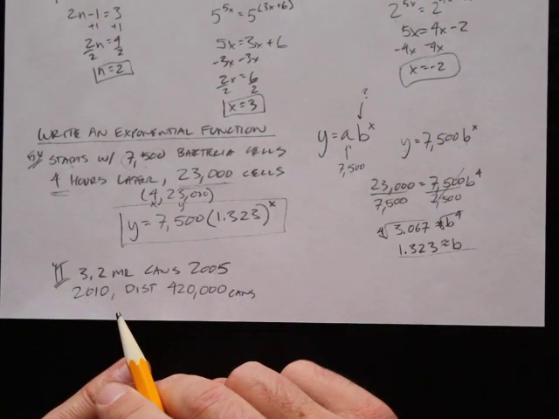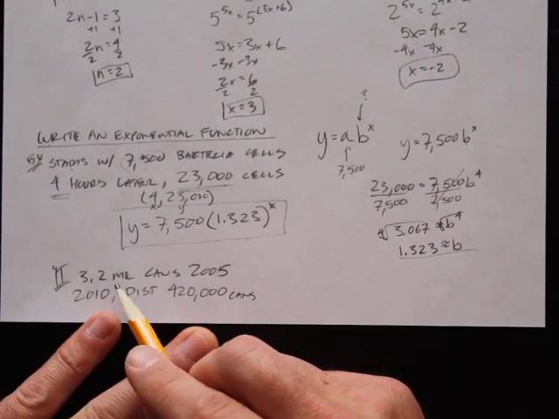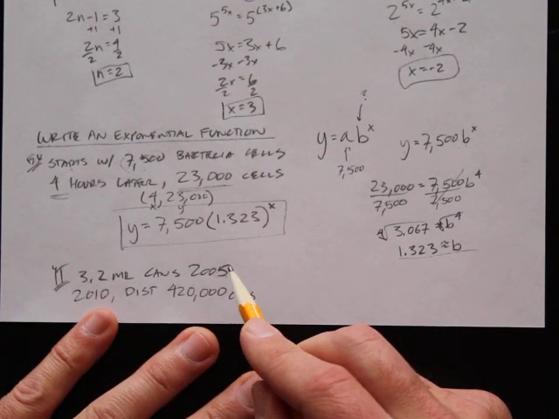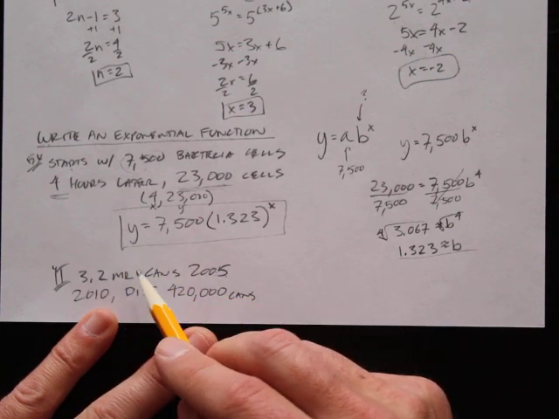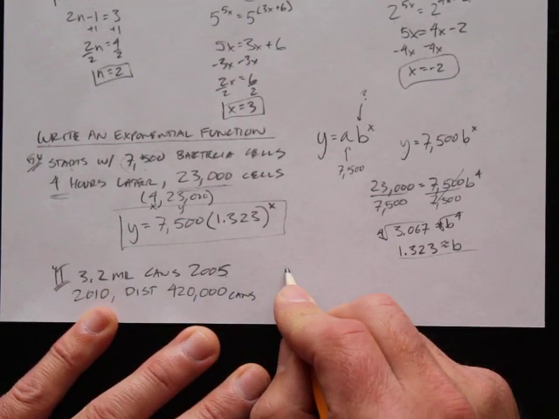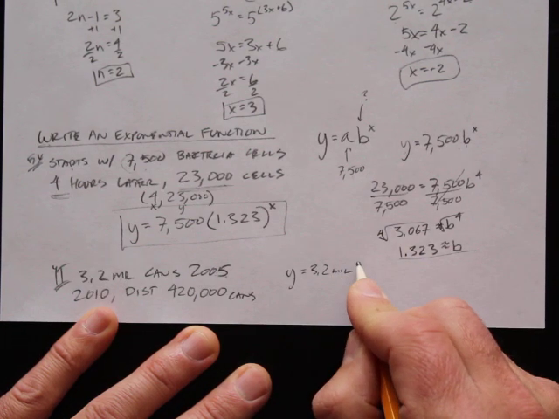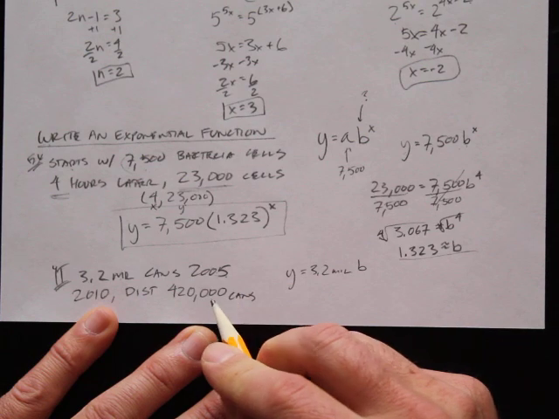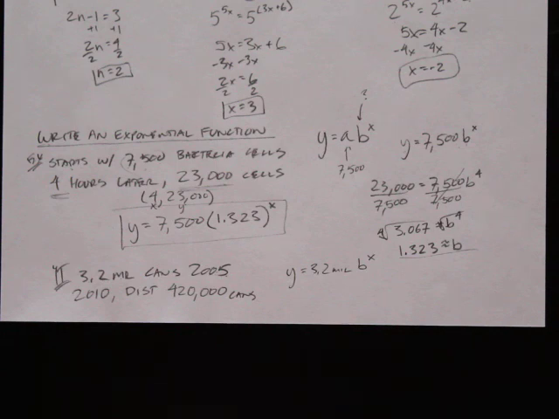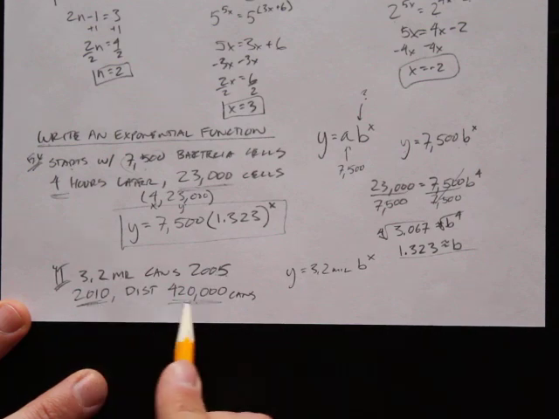What? How am I supposed to do that? Well, let's try it. My initial amount is 3.2 million cans, and that was in 2005, so that's going to be my 0. When x is 0, y is 3.2 million. So my initial amount is 3.2 million times b, which I don't know, to the x power. Now I just need to find b. To find that b, I'm going to take this other point.